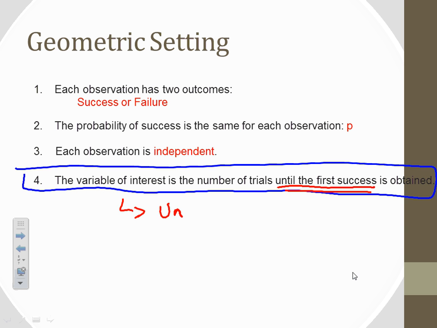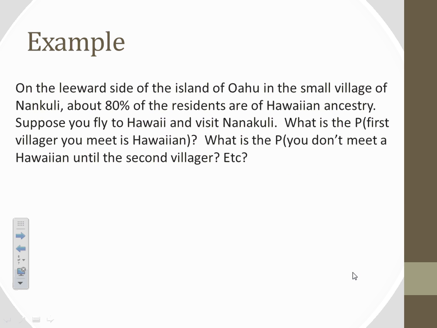So this is what's going to separate a geometric setting. A quick example, if you want to look at it. Here's one. 80% of the residents on this particular island in Hawaii are actual native Hawaiians. Suppose you fly in there, what's the probability of the first villager you meet? Right? So that's saying that we have success right off the bat. And then a second example, what is the probability you don't meet a Hawaiian until the second villager?